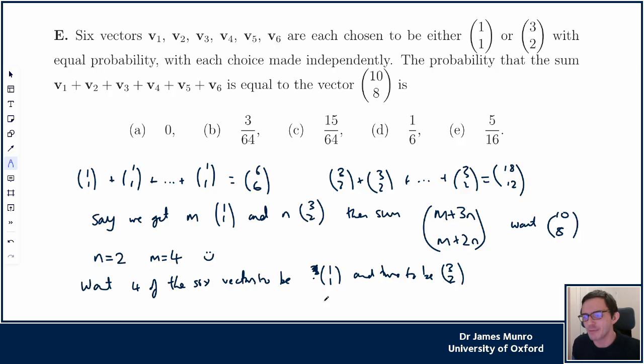Well, the probability that any one sequence occurs is 1 in 64, because there are 64 things that can happen and they're all equally likely. How many of those have 4 of them being 1, 1 and 2 of them being the vector 3, 2? Well, that would be the number of ways to choose 2 of them from 6. How many ways are there to do that?